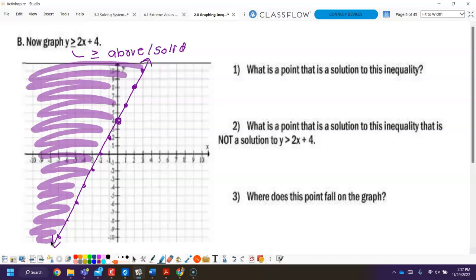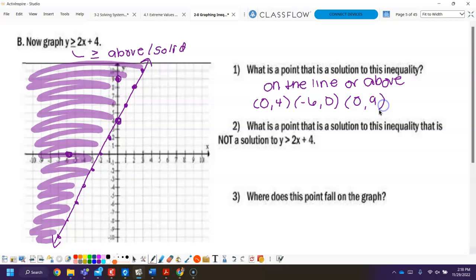So then the question is, give me a point that is a solution. What points are solutions? In this case, a solution to this inequality could be on the line or above. So any point on or above. So like 0, 4. Negative 6, 0. There are an infinite number of possible answers. 0, 9. You can go on and on. All you need to do is give me one.